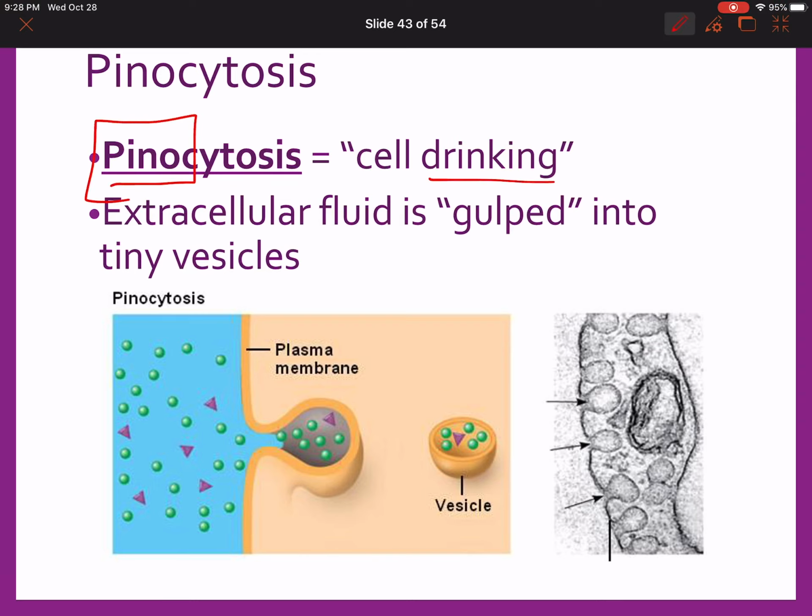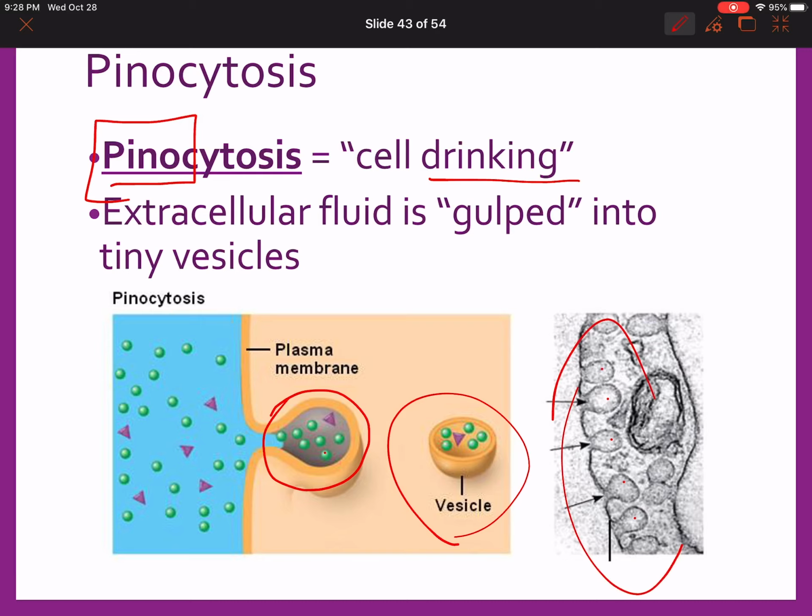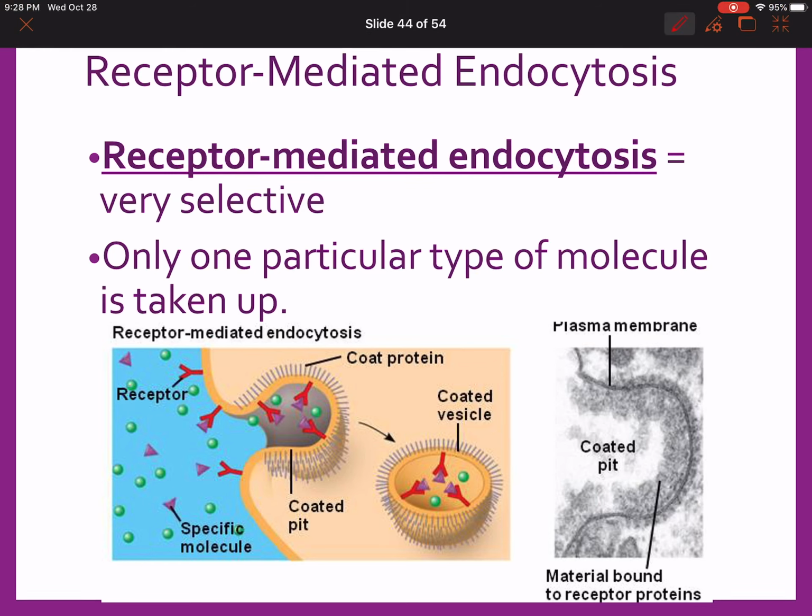Pinocytosis is cell drinking. You take in a little gulp of extracellular fluid, which forms a little water vesicle, plus whatever is dissolved in the fluid. Pinocytotic vesicles tend to be much smaller, but you can see lots and lots of them being formed right here. The cell is taking tiny little sips of liquid. And then finally, here's the mouthful. Oh my goodness.